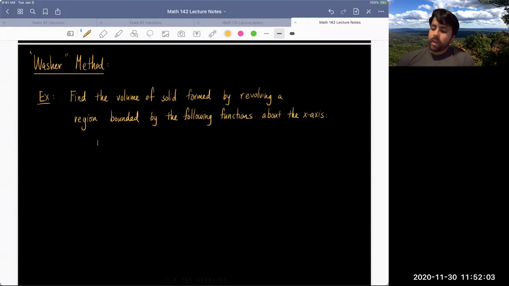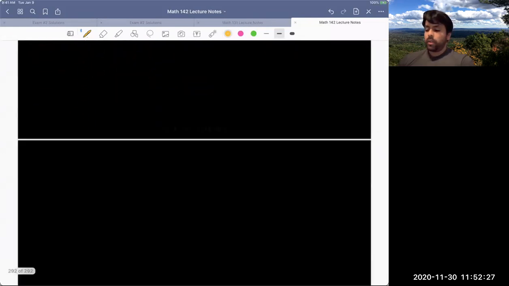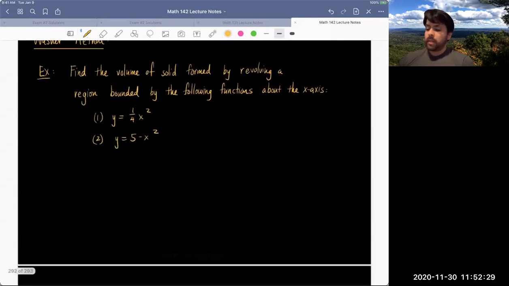Okay, so then what are these functions? Well, the first function I'm going to say is y equals 1/4 x squared. The second function will be y equals 5 minus x squared. So I'm going to take both of these functions and I'm going to revolve it around the x-axis. So what is that going to look like instead? So let's sketch a graph.